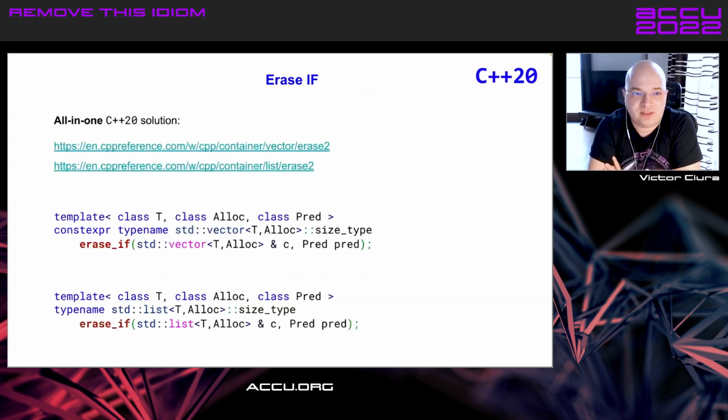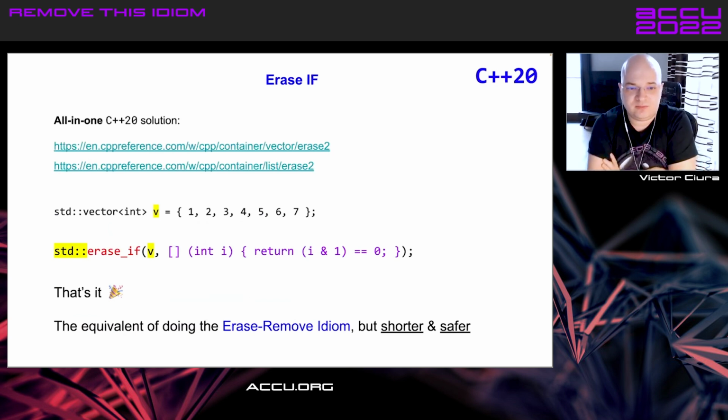But that's not the end of the story, because the problem was so common that we finally fixed it in C++20, and there is an all-in-one solution. We now have dedicated erase and erase_if functions for list and vector. Basically, they combine the two operations together, and we supply them with the container directly and the predicate, and that's all. So it's certainly shorter. It is safer. I can't think of a way you can screw it up, and I think everyone should actually forget about the erase-remove idiom starting with C++20.